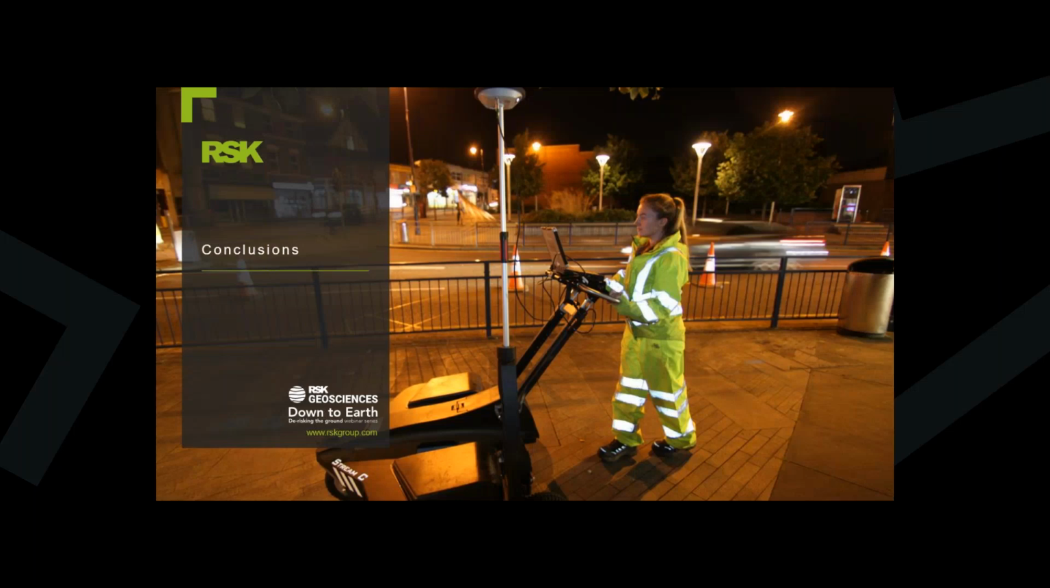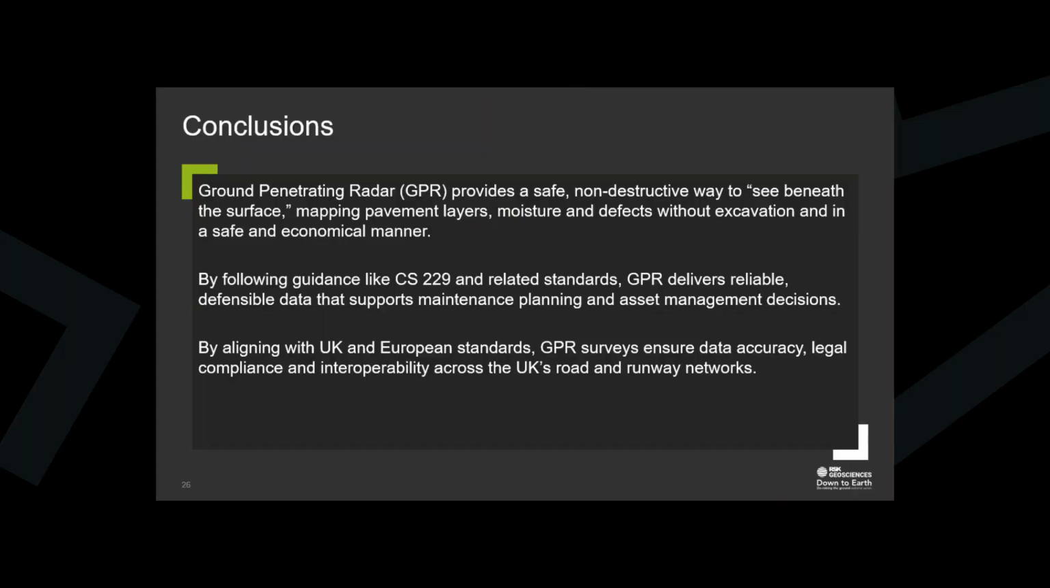So, conclusions. Let's have a look at the last slide now. Ground penetrating radar provides a safe, non-destructive way to see beneath the surface. We can map pavement layers, moisture and defects without excavation and in a safe and economical manner. By following guidance like CS229 and related standards, the GPR can deliver reliable and defensible data that supports maintenance planning and asset management decisions. By aligning with UK and European standards, the surveys can ensure data accuracy, legal compliance and interoperability across the UK's road and runway networks.